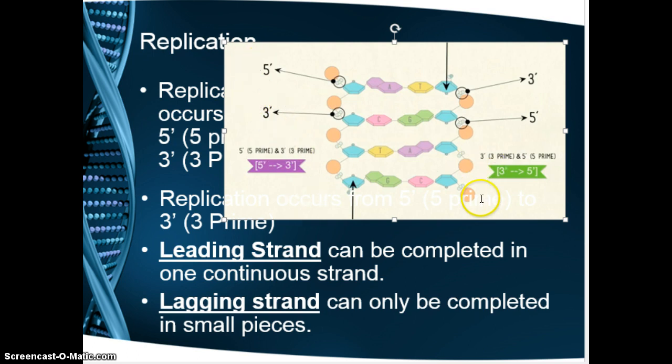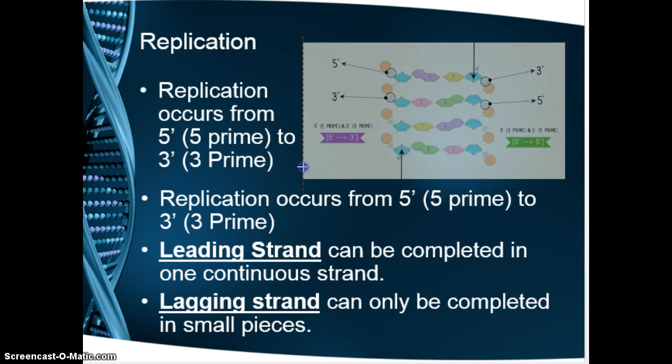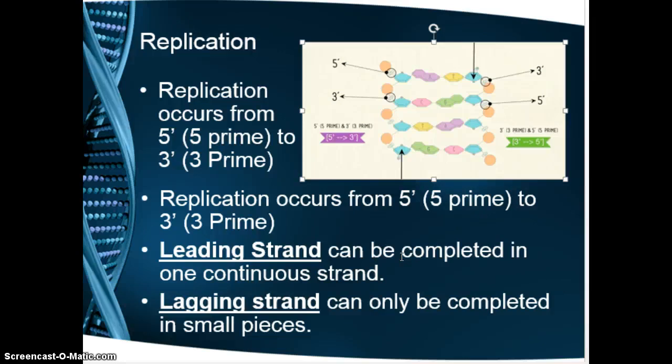Well, remember, the opposite side is complementary, and it runs the opposite direction. So it'll run from 3' to 5'. And this is the lagging strand. Well, the problem is our DNA polymerase can only replicate in the 5' to 3' direction. So that causes a little problem when we look at how we get both strands replicated properly.